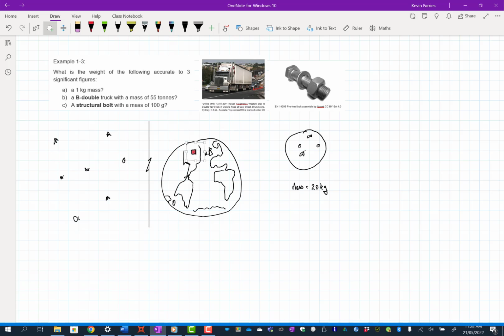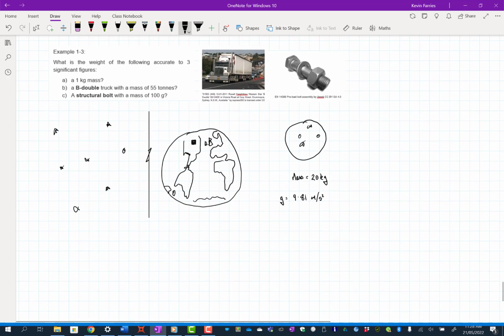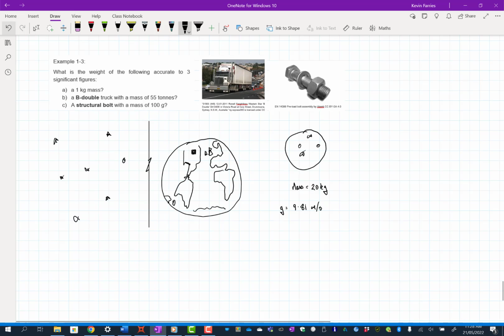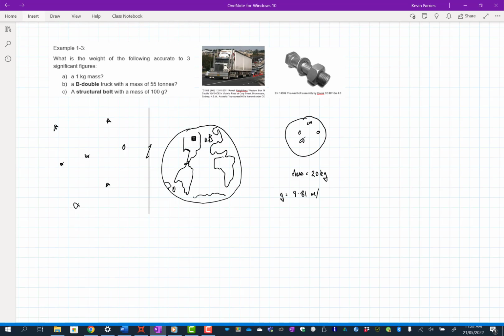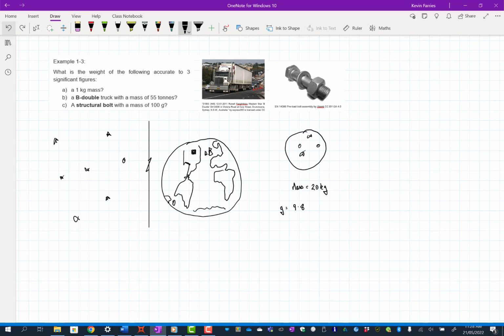Okay, let's come back to the Earth. We want to calculate the weight from the mass. On Earth, gravity is equal to 9.81 meters per second squared. Gravity does change a little bit on Earth depending on where you are.